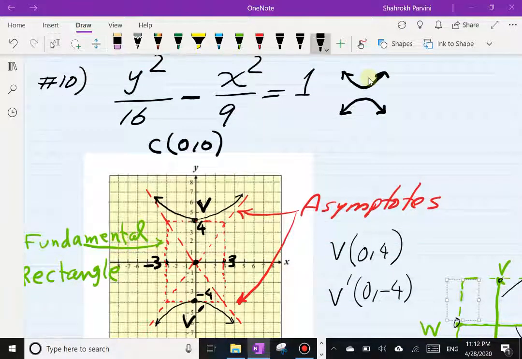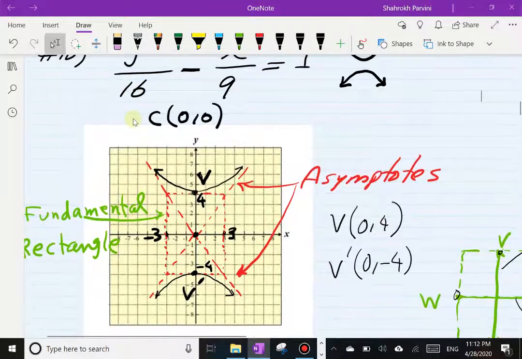I'm looking at the denominator of y squared. You see that 16? We're going to take the square root of that. It's going to be plus or minus 4. And because of the y, that means in a vertical direction. So from the center, I'm going to go up 4 and down 4. And that's what I indeed have done from the center, from 0.